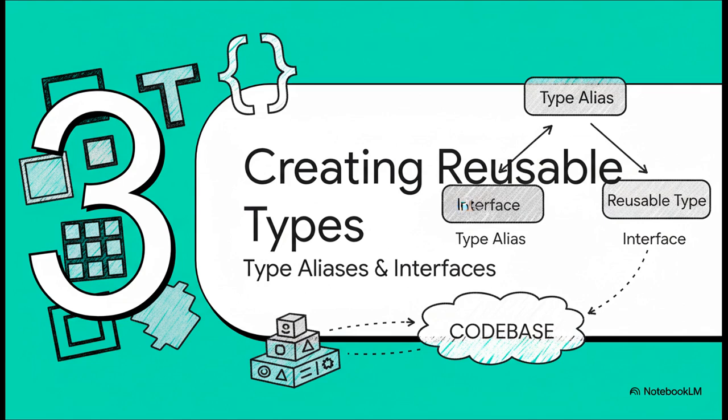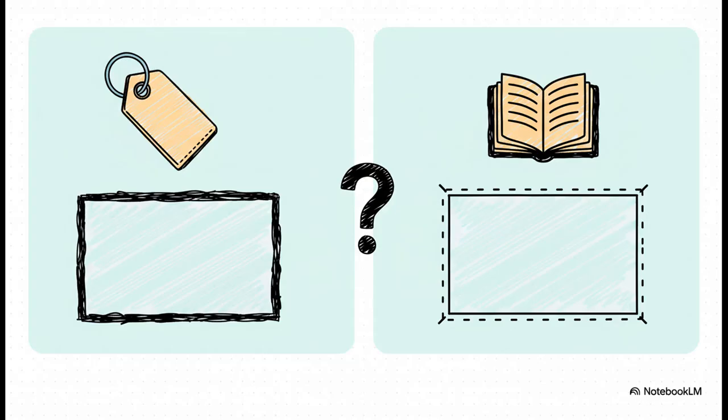Not to mention it's easy to make a mistake. So let's look at how we can give these custom shapes a name so we can reuse them all over our code. So there are two main ways to name an object type, a type alias and an interface.